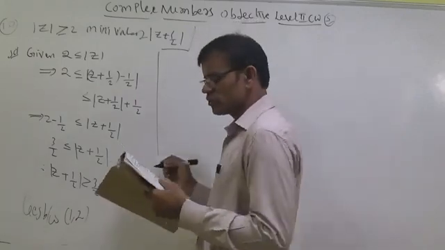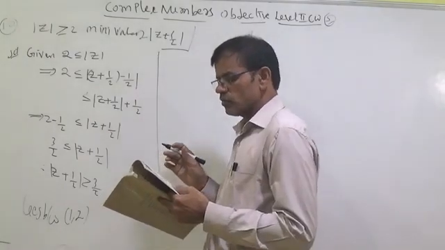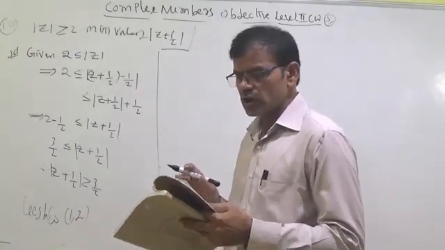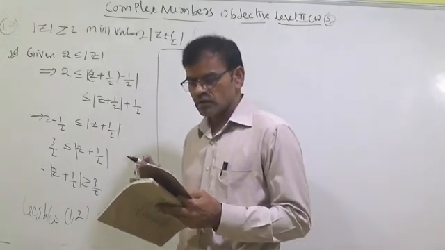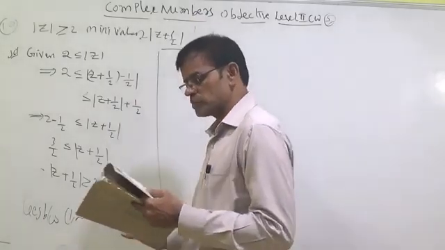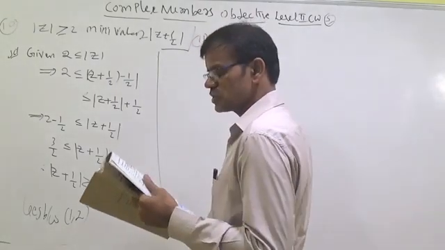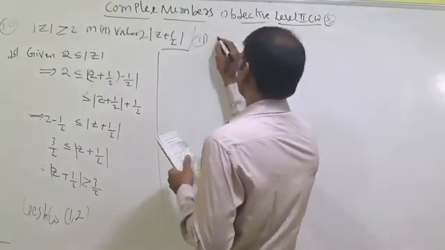Only Z greater than or equal to 2 is given, so the minimum value of Z is 2 according to the option. Below 2 and until 3 by 2, only the 4th option is there. Now let us discuss the 11th question.